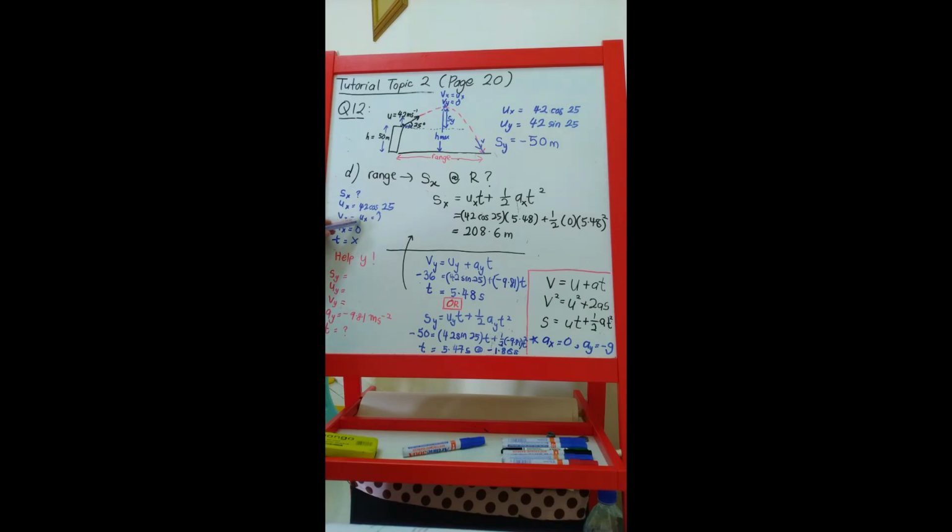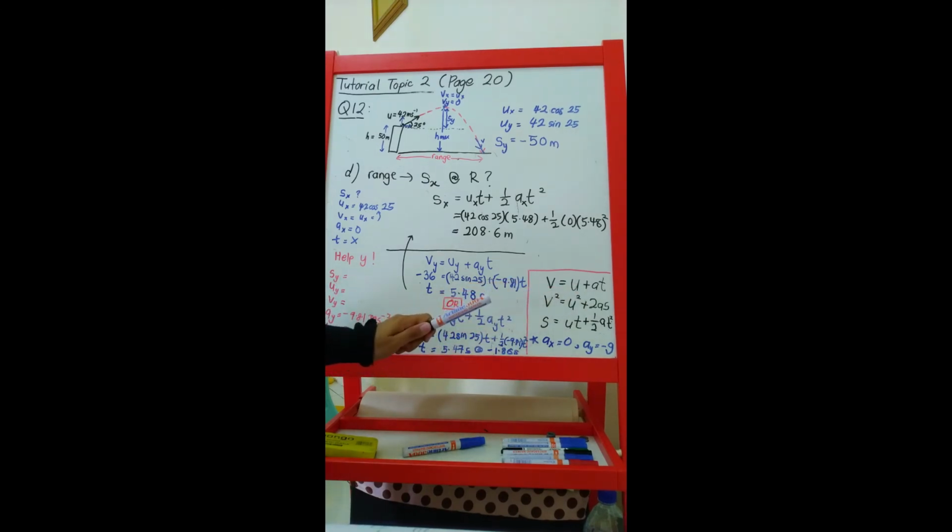Vx will always equal Ux. Ax is equal to 0 because gravity does not affect it. Gravity is in the y direction. But t, you don't have any information regarding that. Okay, so let's choose the most appropriate equation. We need to find S, so obviously we need an equation with S, therefore this one and this one.